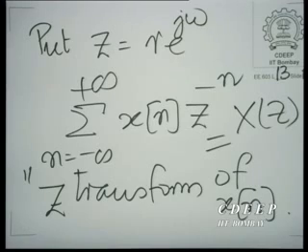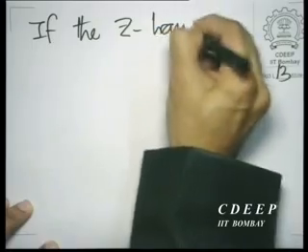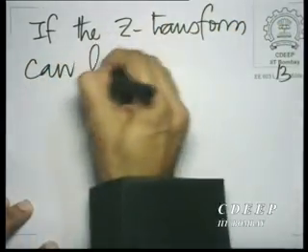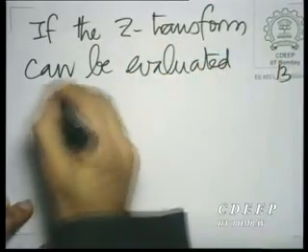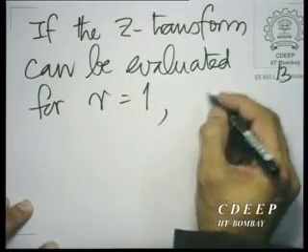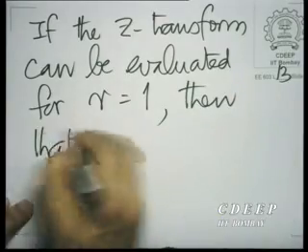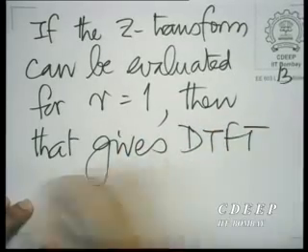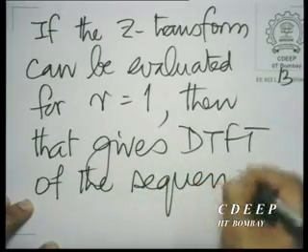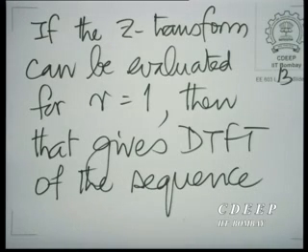In fact, in a way there is a relationship between the Z transform and the discrete time Fourier transform. If the Z transform can be evaluated for r equal to 1, then that gives its DTFT. So, the Z transform for r equal to 1 is the DTFT, if that can be evaluated. It may not be possible to evaluate it. It may not converge. Right? Let us take an example.